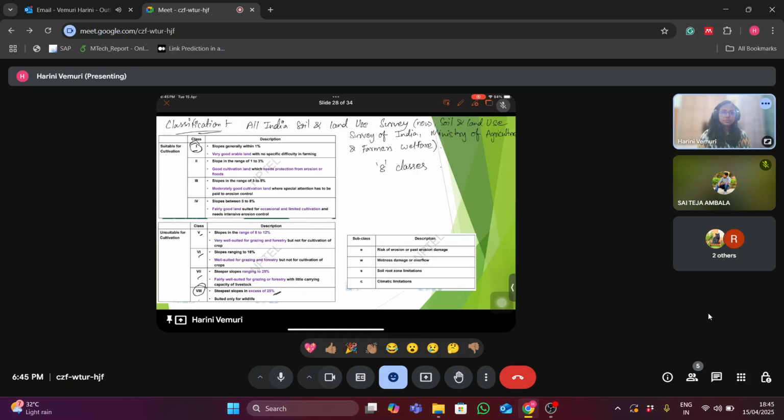So like this, based on the class type, we have different descriptions, and based on this we can know whether it is suitable for cultivation or for wildlife. Suppose you see class 6, they are saying the slopes range up to 18% and it is well suited for grazing and forestry but not for cultivation.